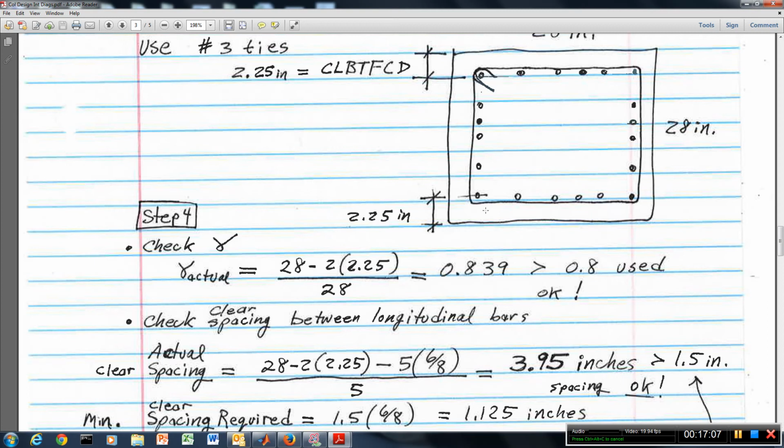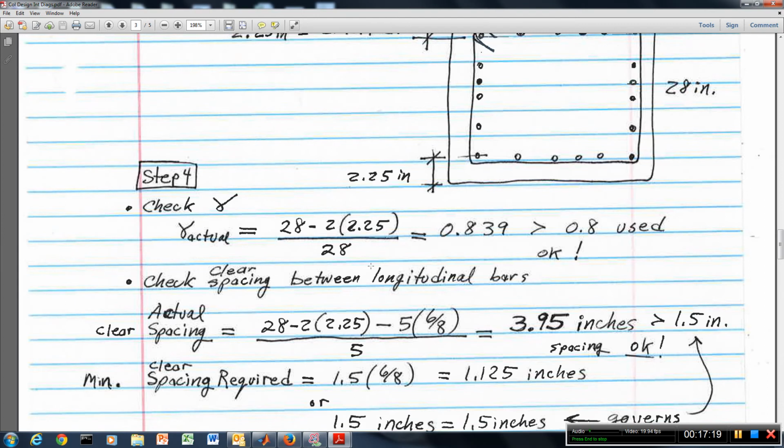We're erring on the side of being conservative, but yet we're also fairly close. This has worked out quite well. And so we have a design that is going to be satisfactory, it appears so far. We also need to check the clear spacing between longitudinal bars.